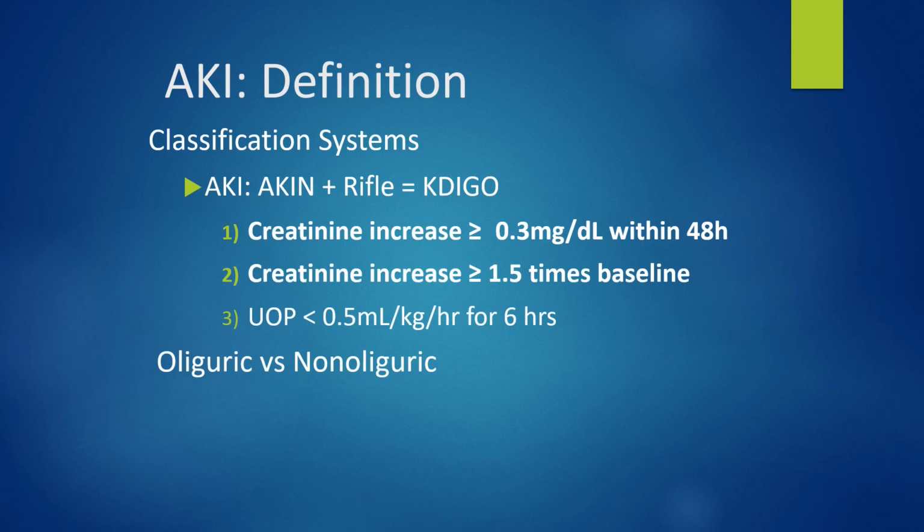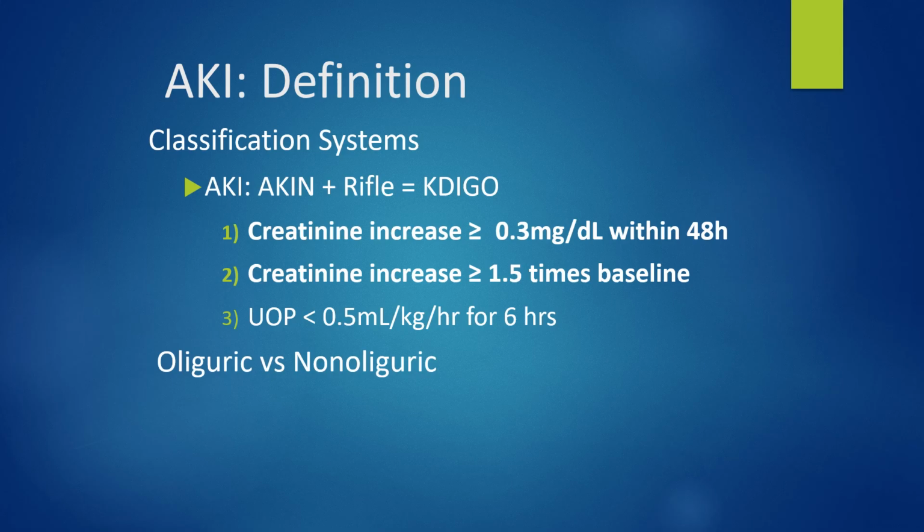There are 3 basic measures within this. It includes a creatinine increase greater than or equal to 0.3 within 2 days, a creatinine increase greater than or equal to 1.5 times the baseline creatinine, or a urine output less than 0.5 mLs per kilogram per hour for 6 hours. Now you'll notice the first 2 criteria are bolded because this is what you'll primarily be able to find out on a patient when they present with acute kidney injury, as most patients don't actually measure their urine output at home to give you the 3rd criteria there.